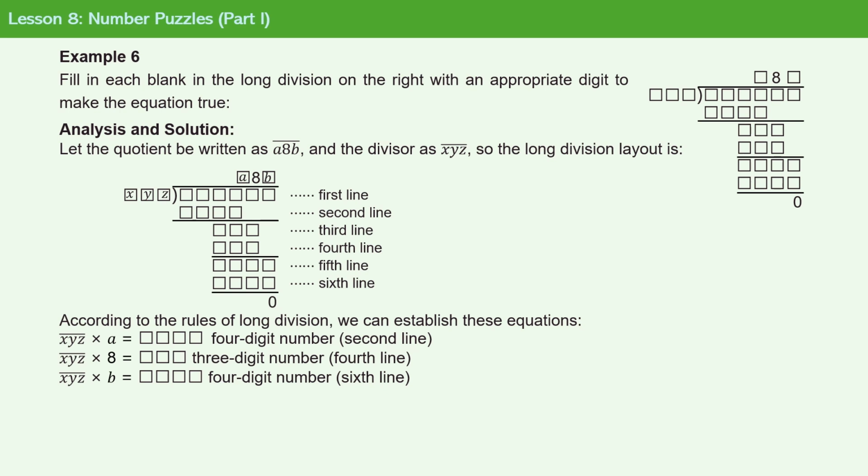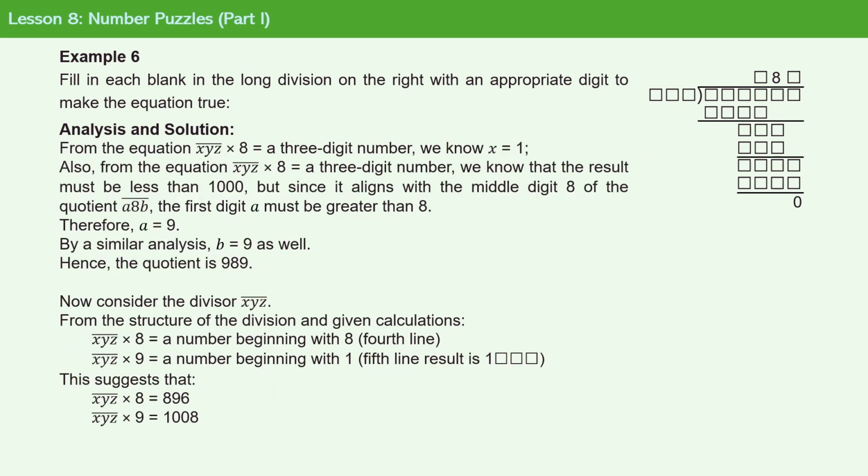XYZ times A equals a 4-digit number, according to the second line. XYZ times 8 equals a 3-digit number, according to the fourth line. XYZ times B equals a 4-digit number, according to the sixth line. From the equation XYZ times 8 equals a 3-digit number, we know X equals 1.